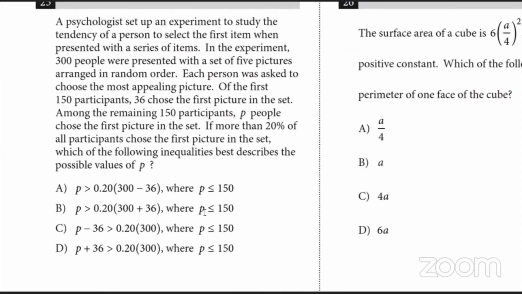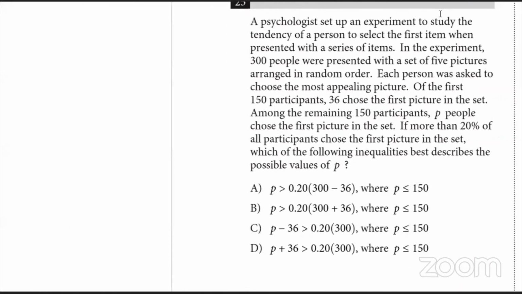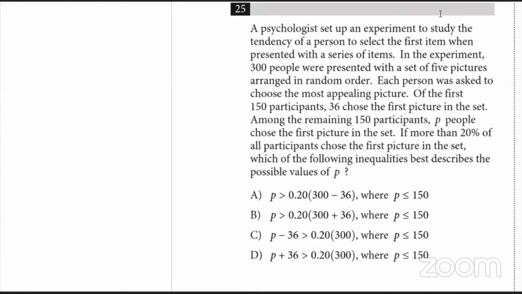Very difficult question for number 25. A psychologist set up an experiment to study the tendency of a person to select the first item when presented with a series of items. 300 people were presented with 5 pictures arranged in random order, and were asked to choose the most appealing picture.